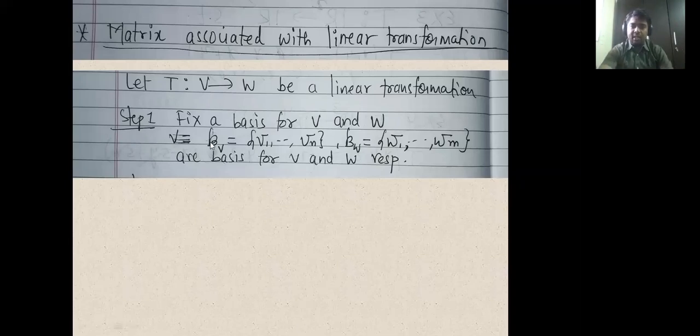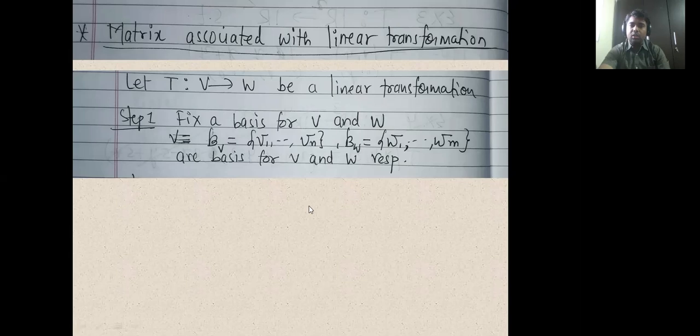If I say that BV, containing B1, B2, Bn, is a basis for the domain, and BW, that is W1 to Wm, is a basis for W, then to compute the matrix, what we are doing is looking at how the basis vectors are changing as they go from V to the other side. We take the basis vectors and find what change is happening. You'll understand this.